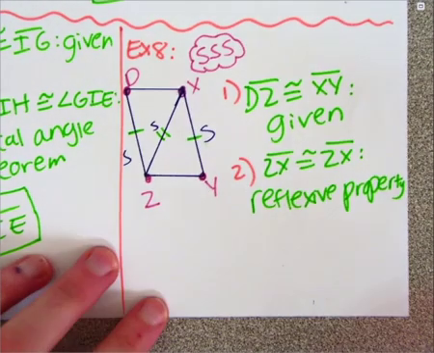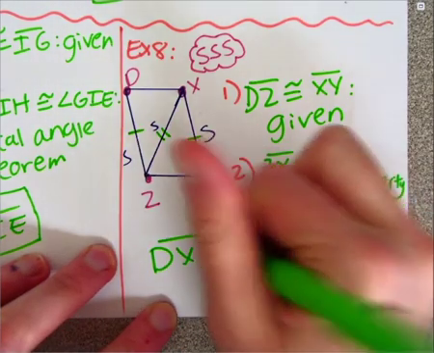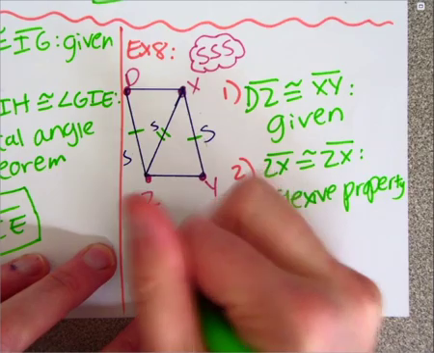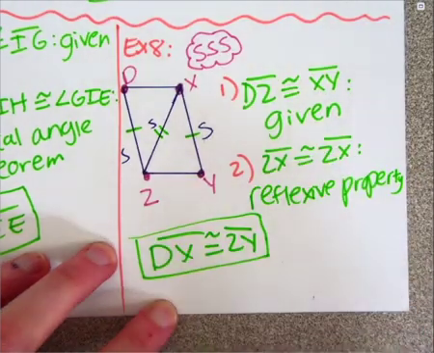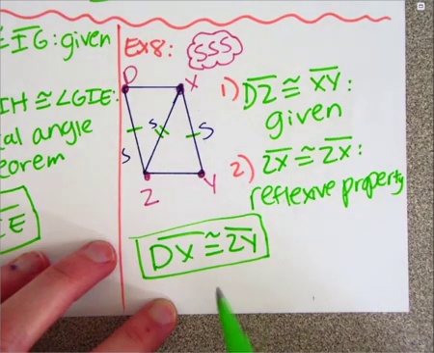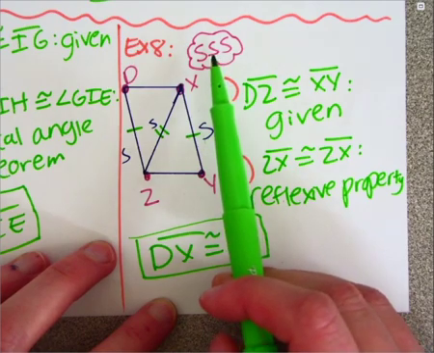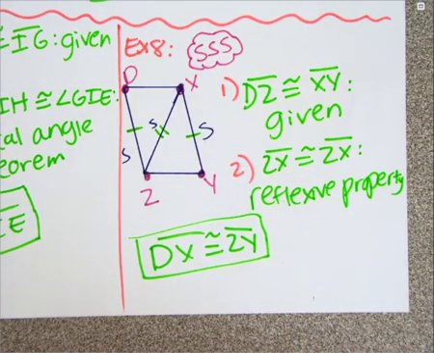So DX should have been marked as congruent to ZY, but it wasn't because this problem is annoying. But it's okay, you guys. It's not annoying anymore because I figured it out. So this is what should have been marked in my picture to show these two triangles are congruent by SSS. So way to go, you guys. You did a wonderful job.